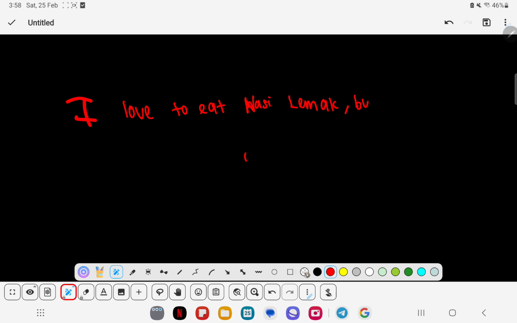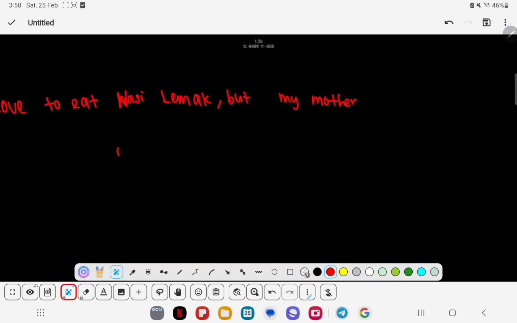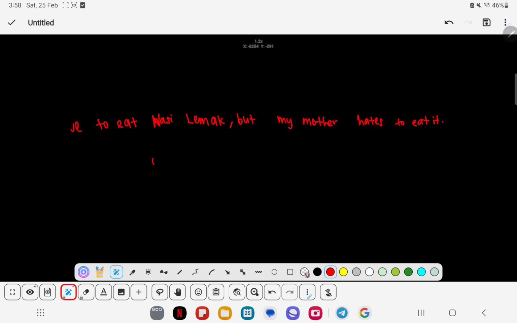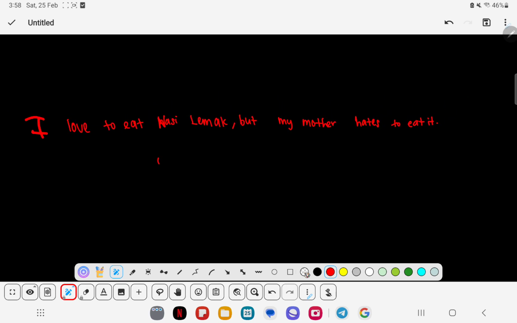Okay, I love to eat nasi lemak. For example, this is what you're writing. I love to eat nasi lemak, but my mother hates to eat it. Can you see this? This is a sample of the compound sentence. Yes, you can see here.